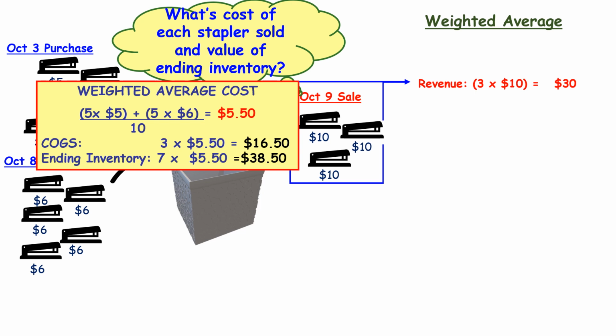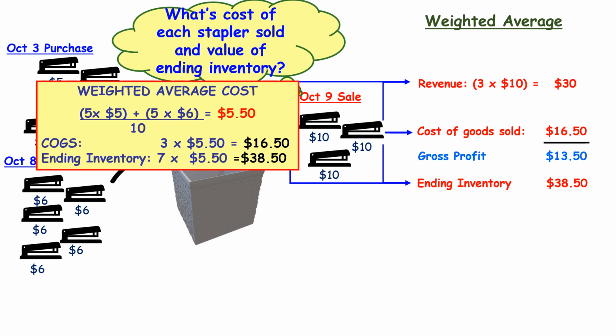So now I can answer those questions. The cost of goods sold is $16.50. Subtracting that from the revenue gives me a gross profit of $13.50. And the remaining stapler value in the box is $38.50. Let's continue this example.